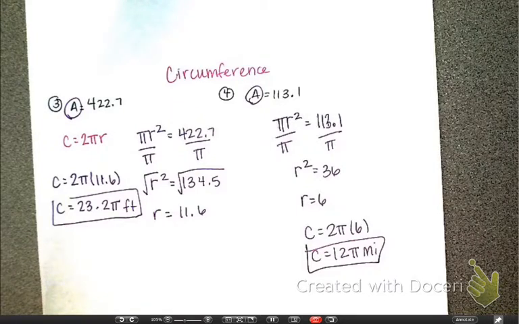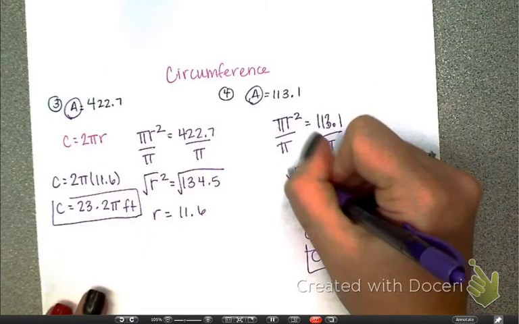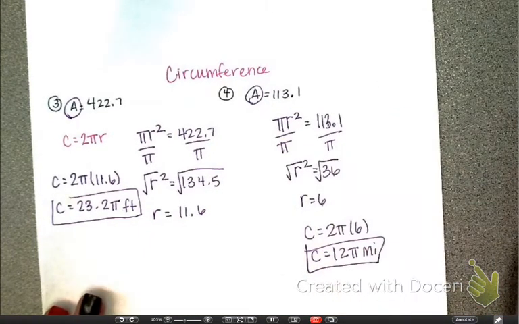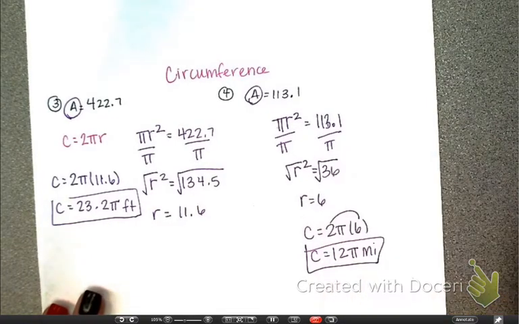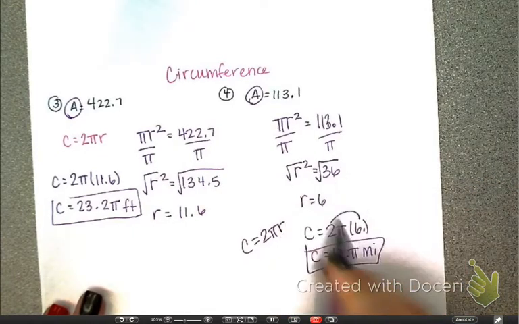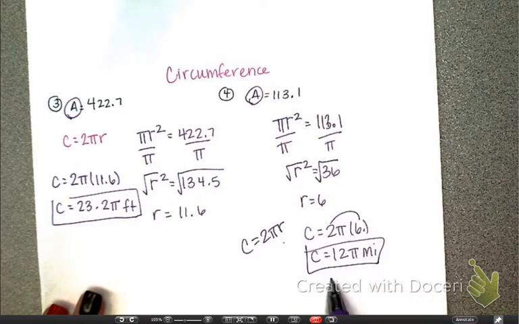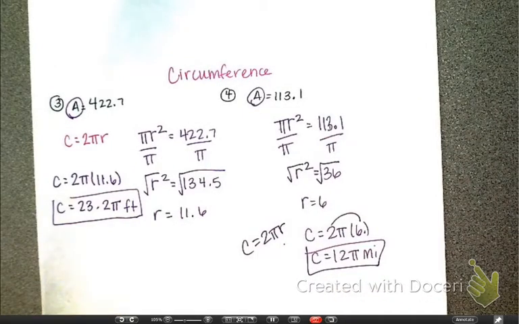Once you got your 36, and then you did the 6, what did you do with the 2 pi? Did you divide? I just plugged it in. So I plug 6 in because it's 2 pi r. So you plug 6 in for r, and then 2 times 6 is 12 pi. Any other questions on the warm-up?